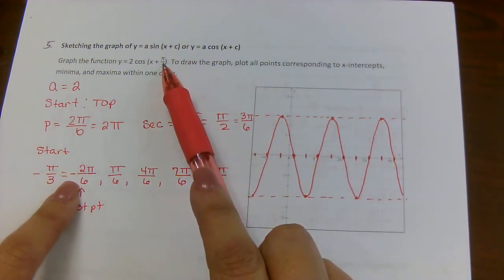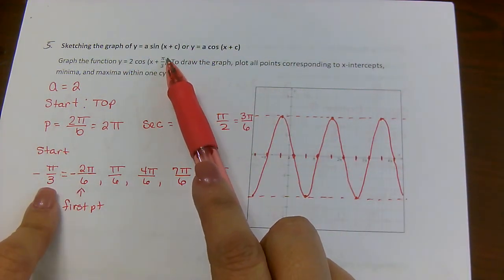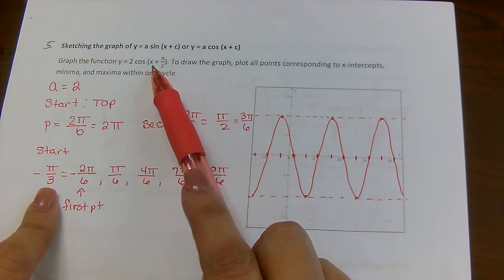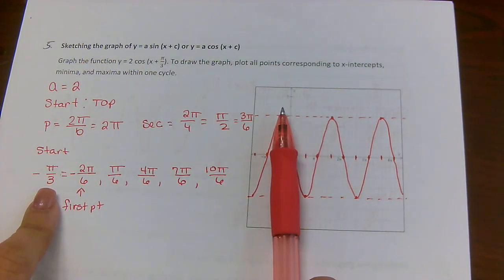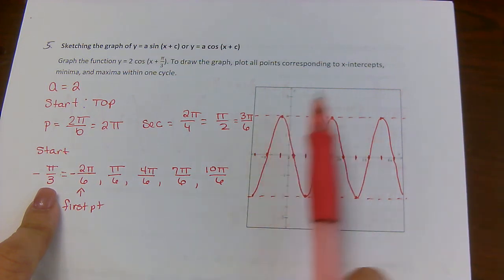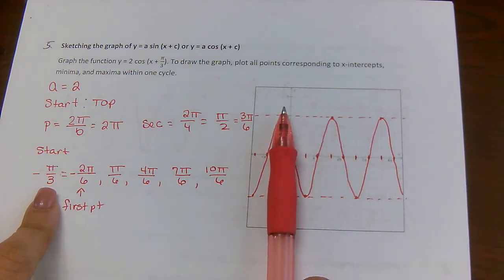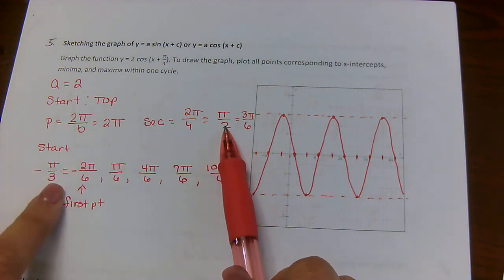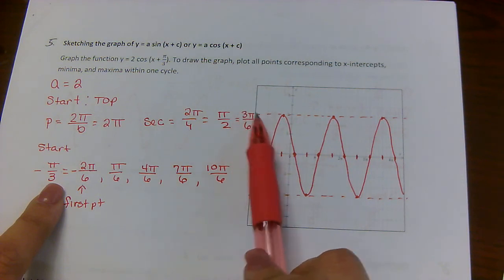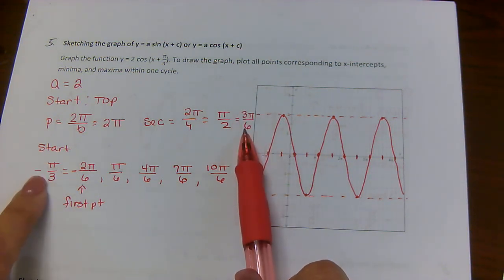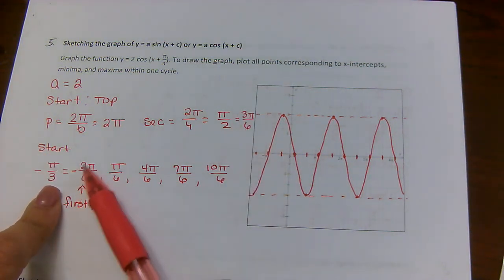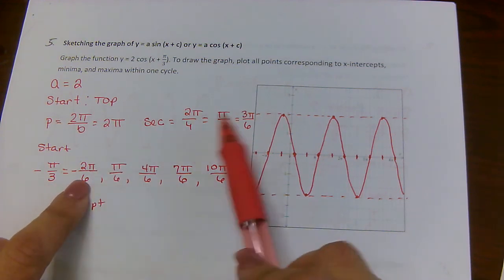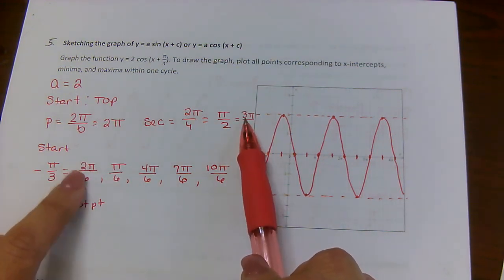So our first starting point is going to be at negative pi over 3. I know it says positive, but remember our transformations. Anytime you have a plus, it's not going forward, it's actually going back. So over here, I ended up saying 6 is a common denominator. So I changed pi over 2 to 3 pi over 6, and I changed negative pi over 3 to negative 2 pi over 6. So now I'm going to be adding these two numbers.